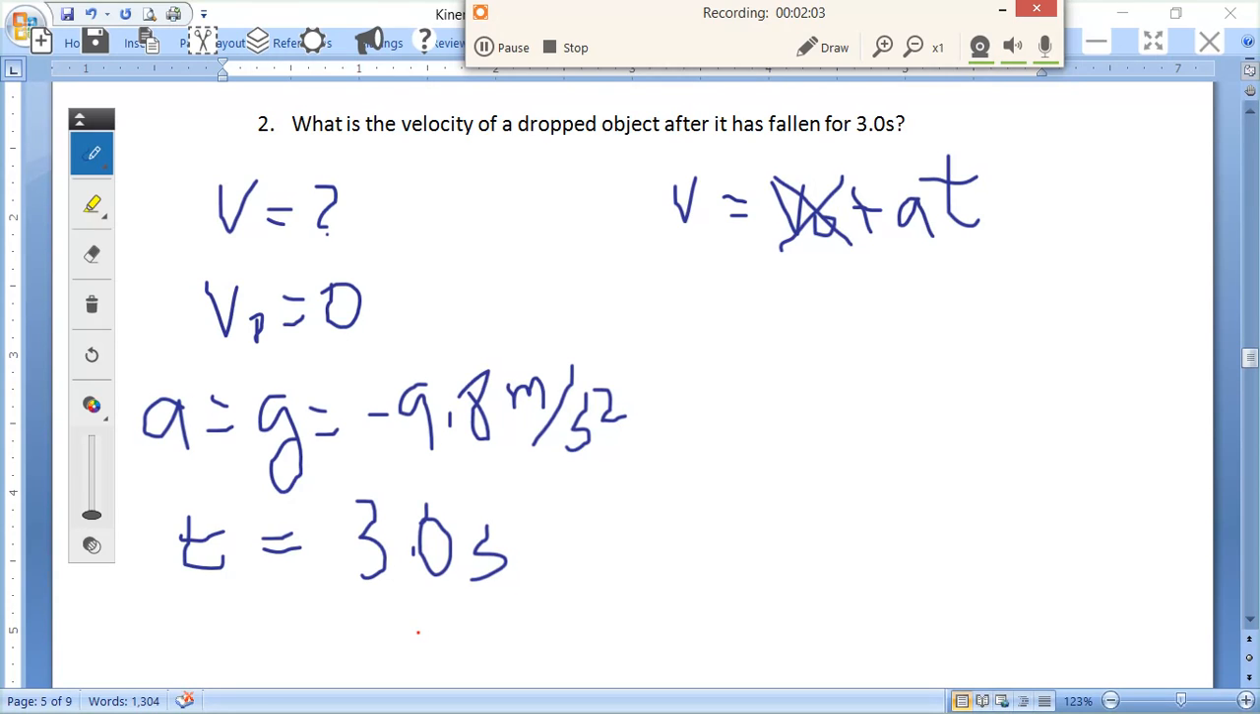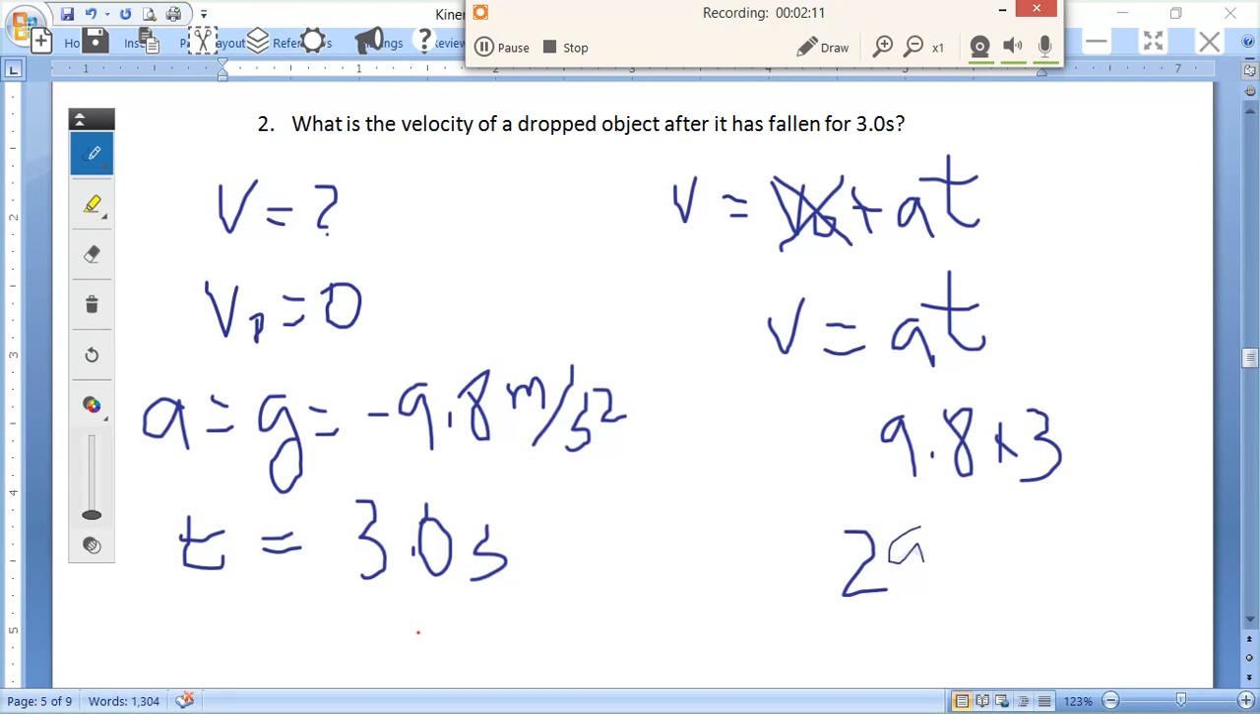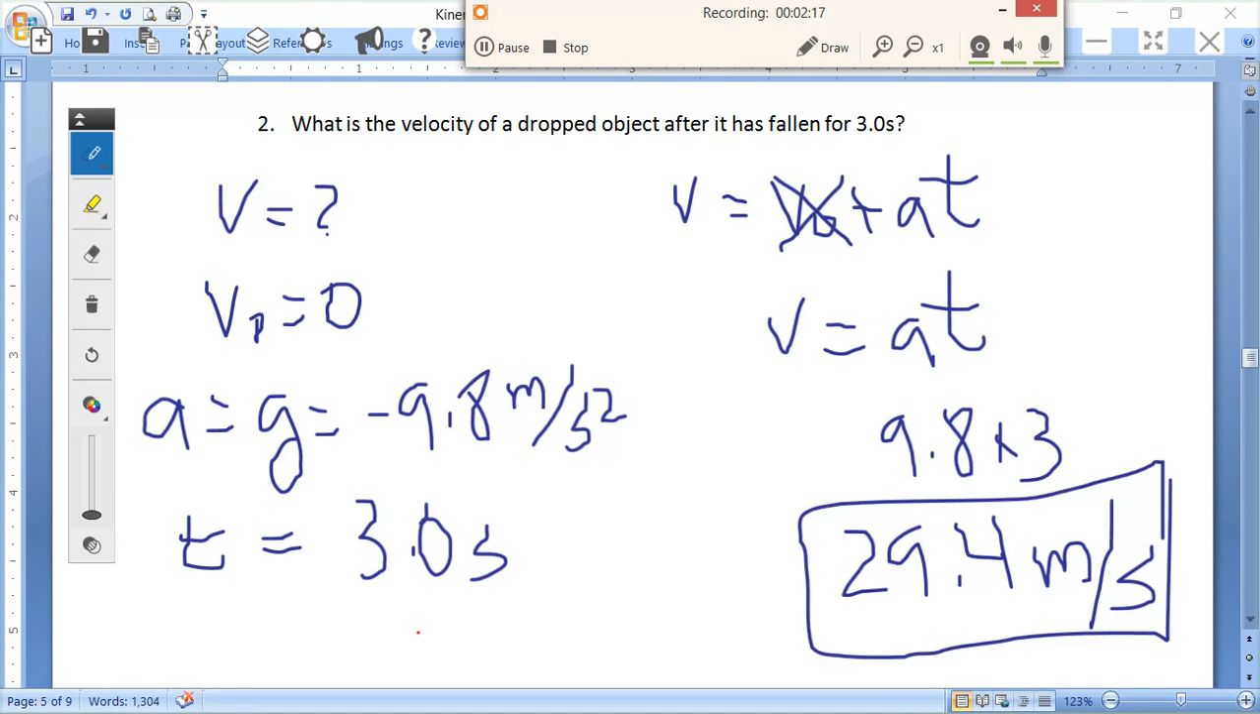This is 0, so I can get rid of that. v is equal to a times t, 9.8 times 3, which gives us 29.4 meters per second as my final answer.